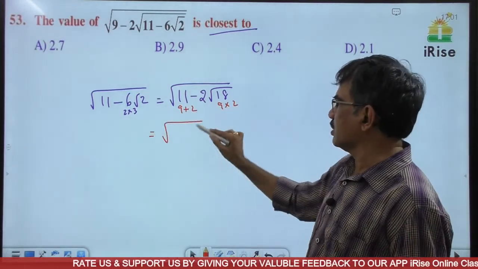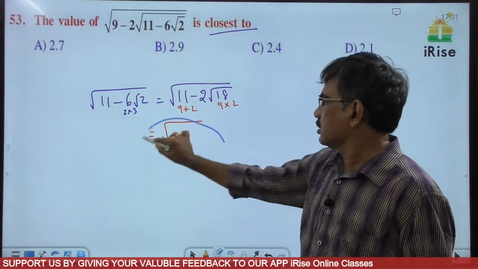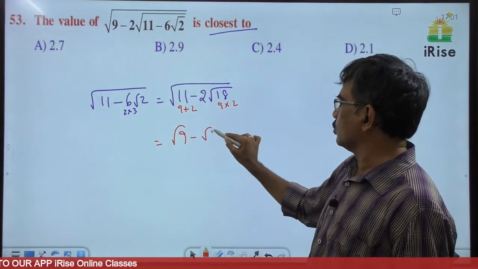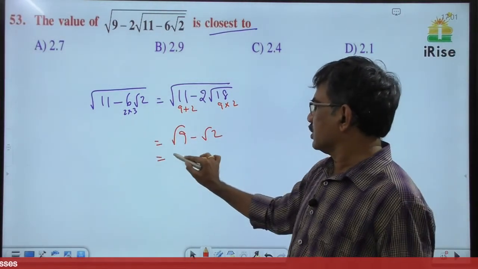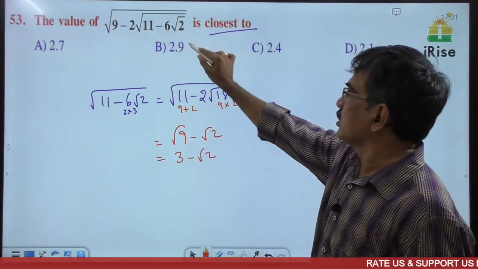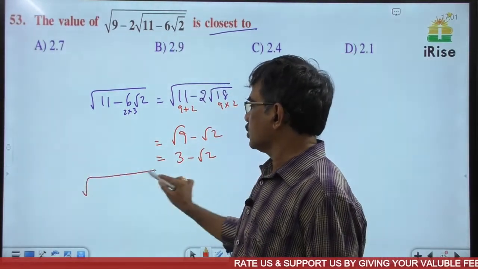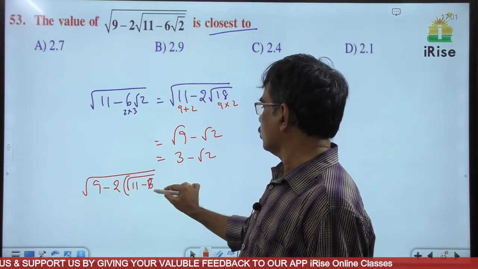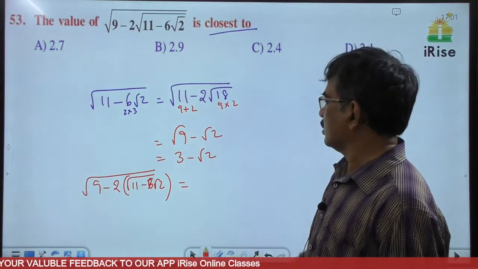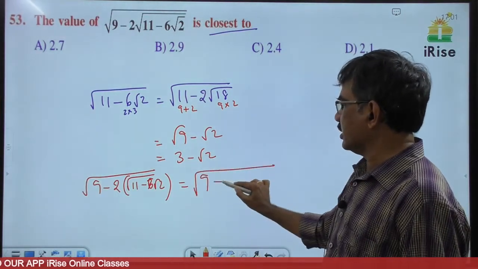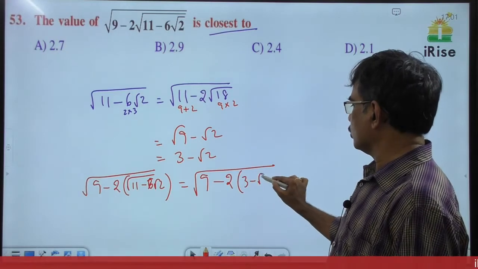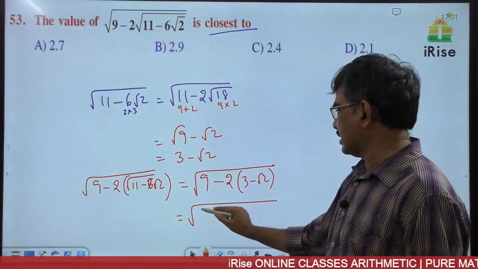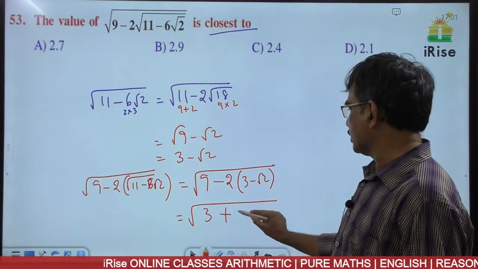So therefore this can be written as root 9 minus root 2, which is equal to 3 minus root 2. This is this part. Therefore the question, root of (9 minus 2 times root of (11 minus 6 root 2)), can be written as root of (9 minus 2 times (3 minus root 2)), which is equal to root of (9 minus 6, which is 3, minus into minus plus 2 root 2).